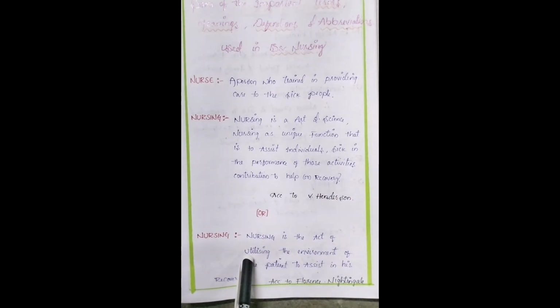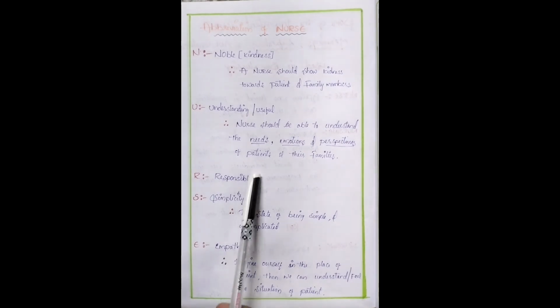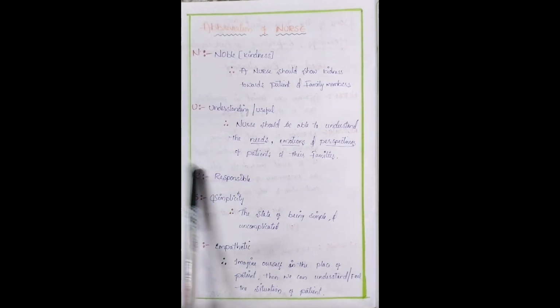Next, moving to another definition of nursing. Nursing is the act of utilizing the environment of the patient to assist in his recovery, according to Florence Nightingale. What Florence Nightingale is saying is that we utilize the environment according to the patient's condition. Here we are providing care to the patient to help in his recovery. Understood? I hope everyone understood the nurse and nursing definitions.